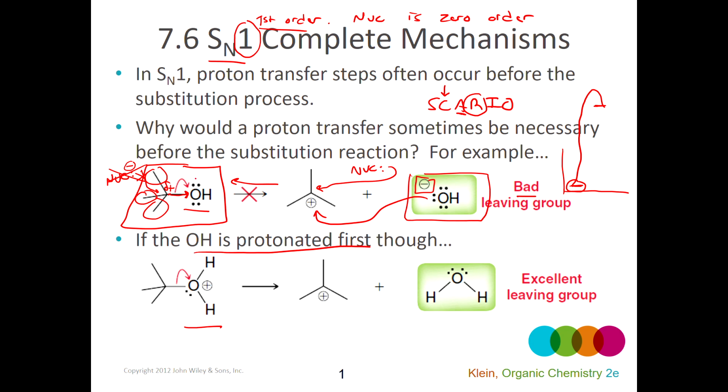So if this oxygen's lone pair picks up a proton from some kind of acid, the proton transfer would involve the OH acting as a base, picking up a proton. These electrons would stay behind on the acid, so that acid would have to be pretty strong. It would have to be pretty stable, holding the electrons behind, allowing that proton to be picked up. And if that happened, that would create a much better leaving group. So now I've created a water leaving group.